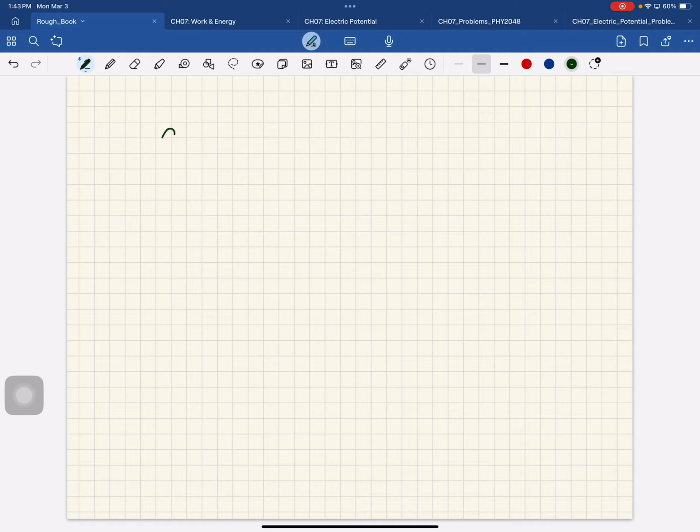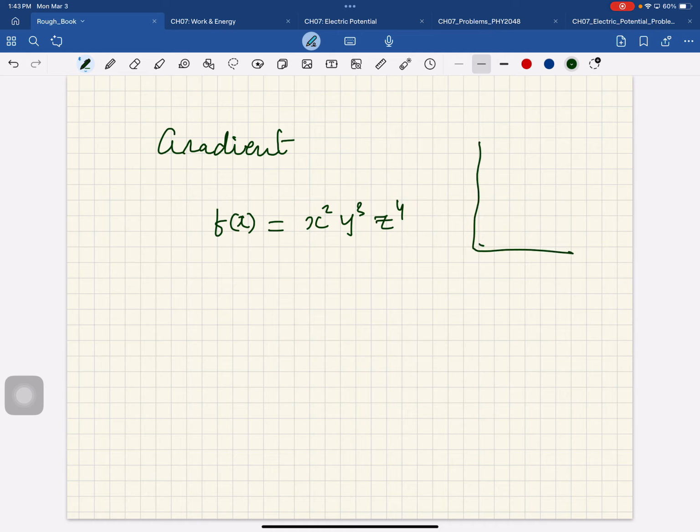Do you guys remember what a gradient is? It's the partials of a three-dimensional function. Very good. So for a scalar valued function, I'm just going to make up an example: x squared y cubed z to the fourth. What does this do? At every point, it's associating a scalar value. That's what a scalar valued function is. It'll spit out a number at every point.